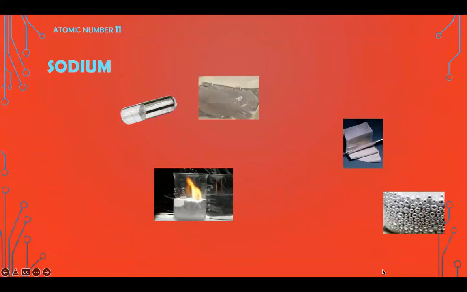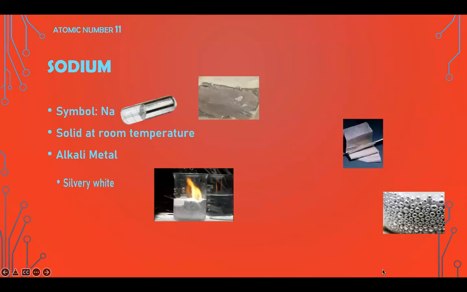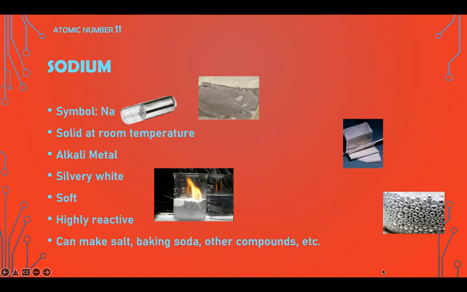Regardless, we have sodium. Its symbol is Na. It is a solid at room temperature. Sodium is an alkali metal, which comes right after the noble gases. Remember that? And alkali metals are pretty reactive. Sodium has a silvery white color. It is soft. It is so soft, in fact, that you can actually cut it using a knife. Sodium, as I said, is highly reactive because it's an alkali metal. It is used to make salt, sodium chloride, baking soda, sodium bicarbonate, and other useful compounds.